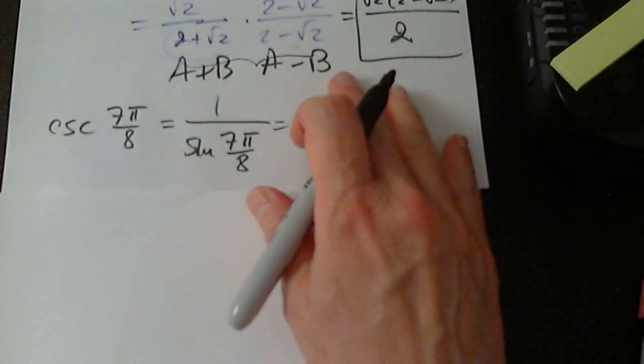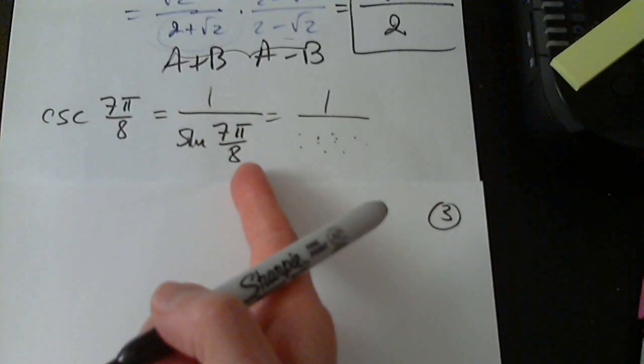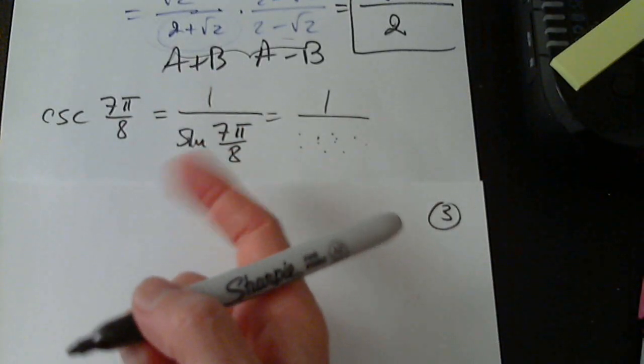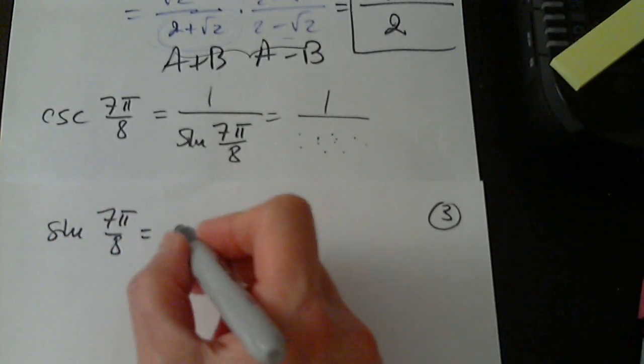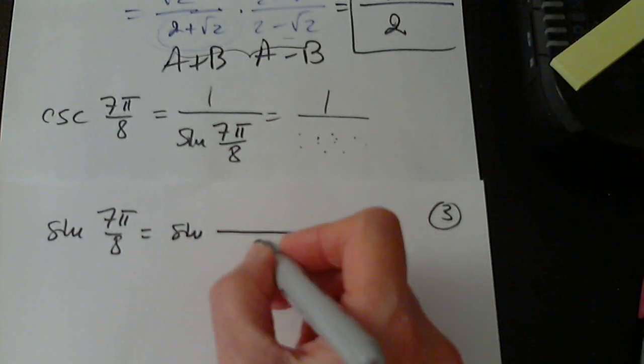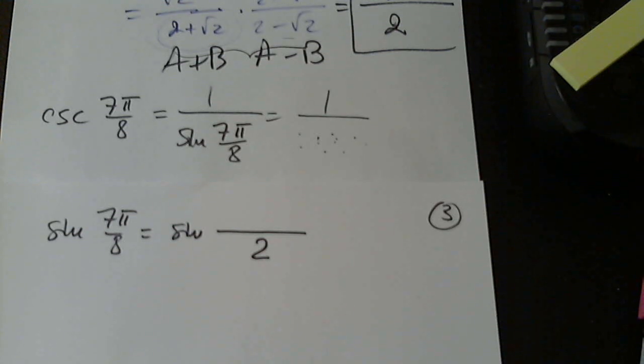Okay, so 7 pi over 8. Since we're limited, they're asking us to use a half angle identity. We have other options, but they're asking us to use a half angle identity. So I have sine alpha over 2. What do I put at the top? What should we put at the top?